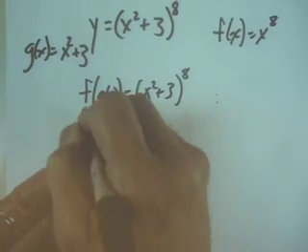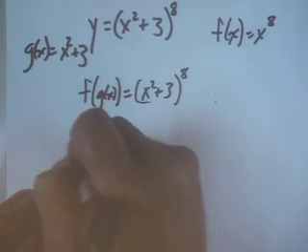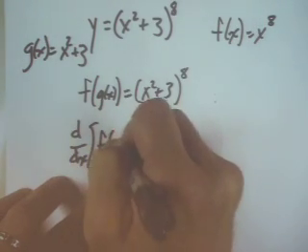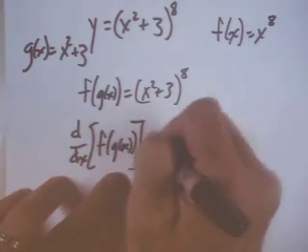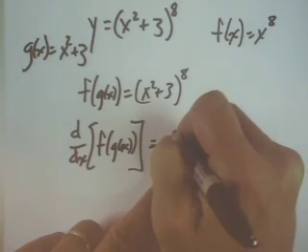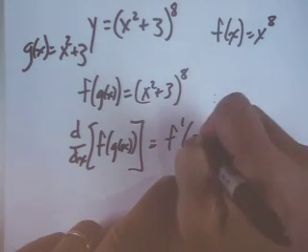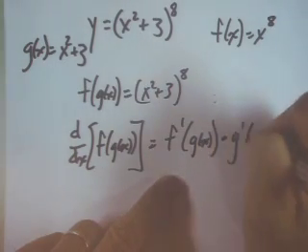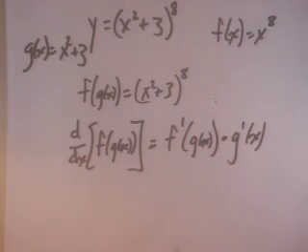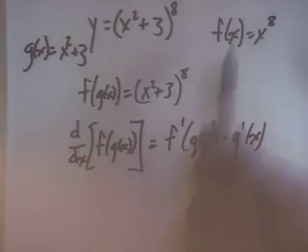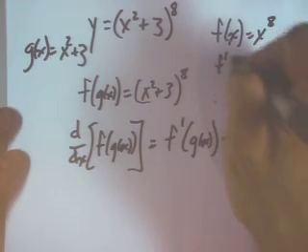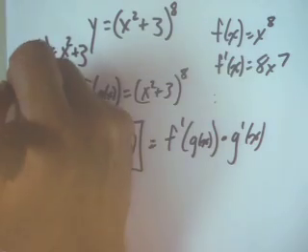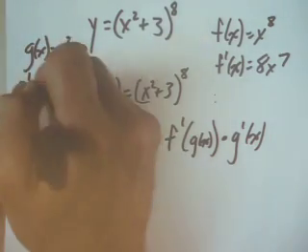The chain rule says that the derivative of this composition equals the derivative of f evaluated at g times the derivative of g. Okay, well obviously we need the derivative of f and we need the derivative of g. The derivative of f, looking back up here, is 8x to the 7th. The derivative of g, g prime, is just 2x.